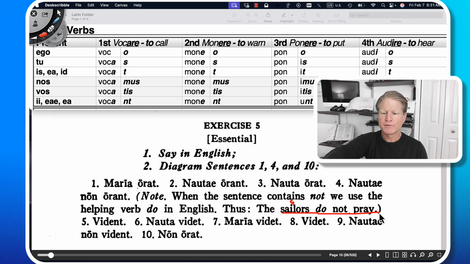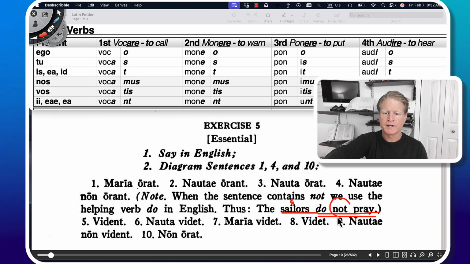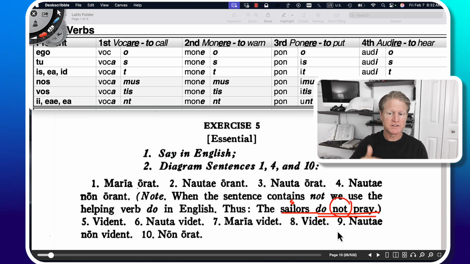Now we have three words here that are part of the verb. This is a verb phrase. Really, do pray is the verb phrase. Not is an adverb. We'll circle not. These same rules that we're using in Latin to parse those sentences apply to English as well. We can do the same thing to English sentences.